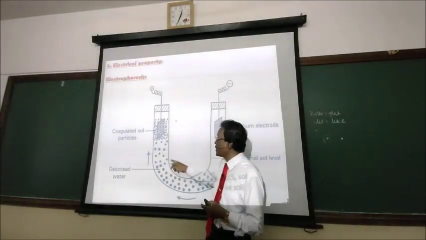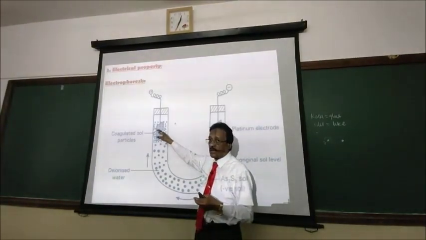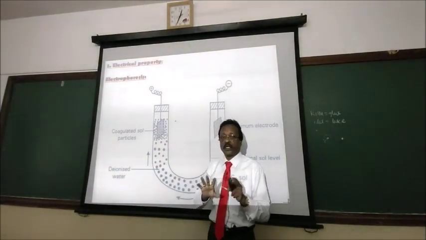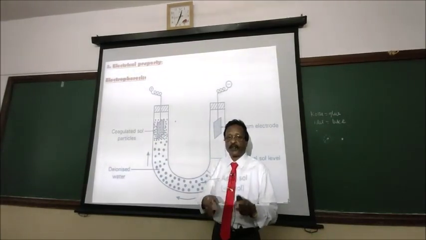After reaching the electrode, these particles appear coagulated. That indicates that if the charges are removed, these colloidal particles become unstable. Once the precipitation occurs, they become unstable.